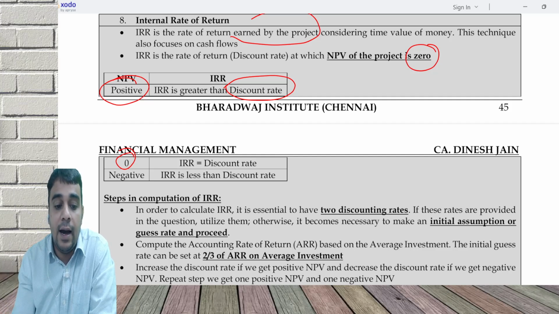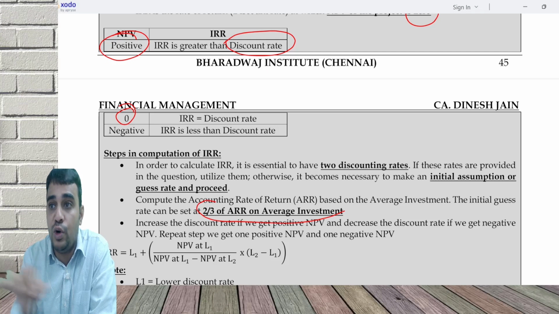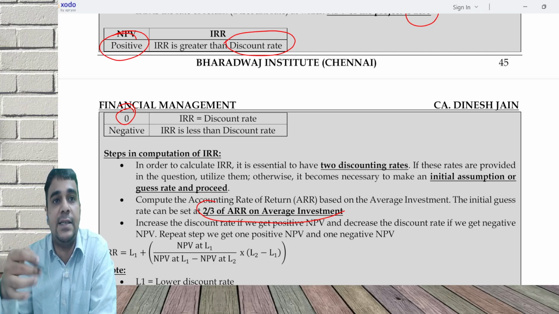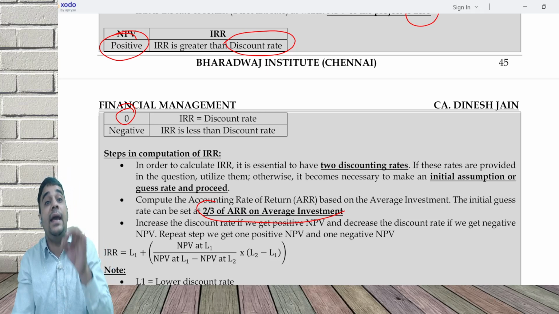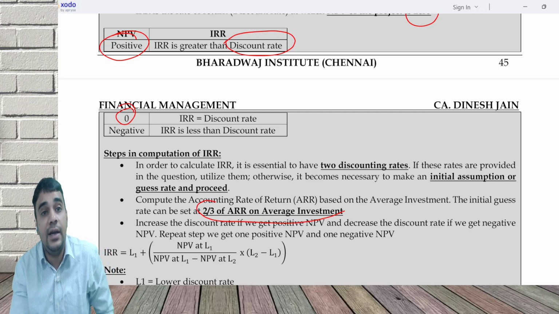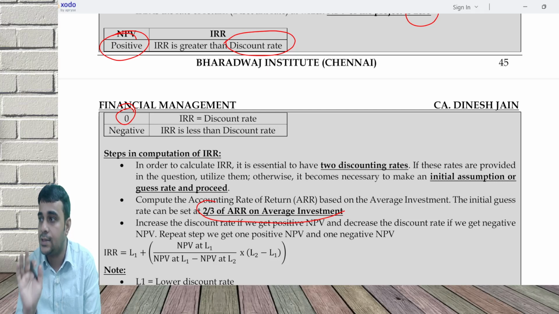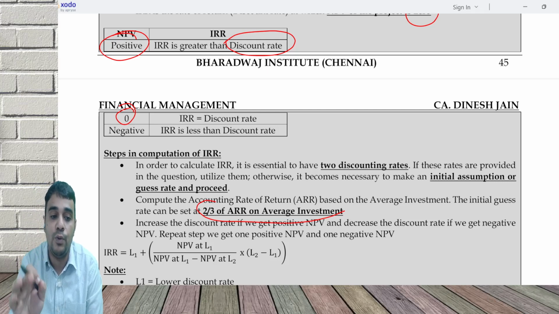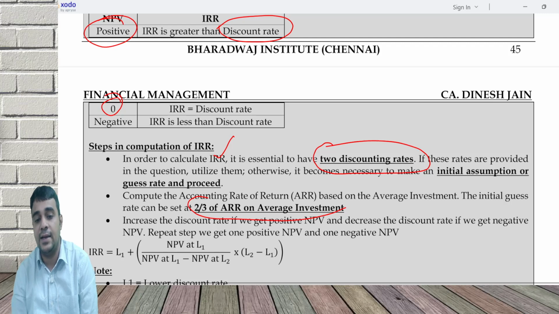Again, this is just in case the question below does not give a table saying 14, 15, 16, 17, 18. Nothing is given. What can I do? I'll try this approach, that is calculating ARR on average investment. You know how to calculate that. In order to calculate IRR, it's essential to have two discounting rates.